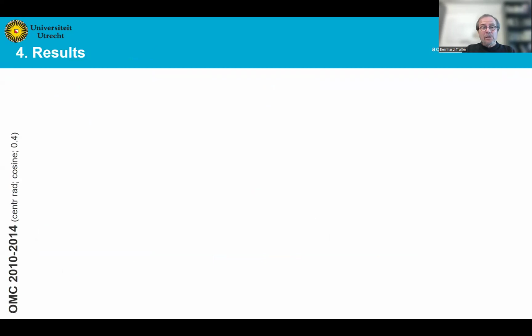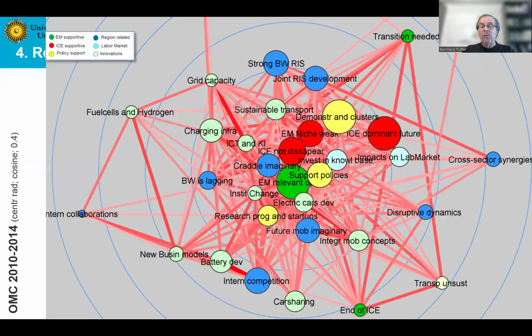So, the results in a nutshell. You have here the first concept network, the one-mode concept network for the first period. What you see very clearly is a big node in the center of the coverage: that electromobility is a relevant option. You also see the red ones, which are very near to the core and which essentially say that the internal combustion engine will still be dominant in the future, or at least not disappear. There's a lot of activity or references to policies, demonstration projects, support policies, research programs, etc. They're also in the core.